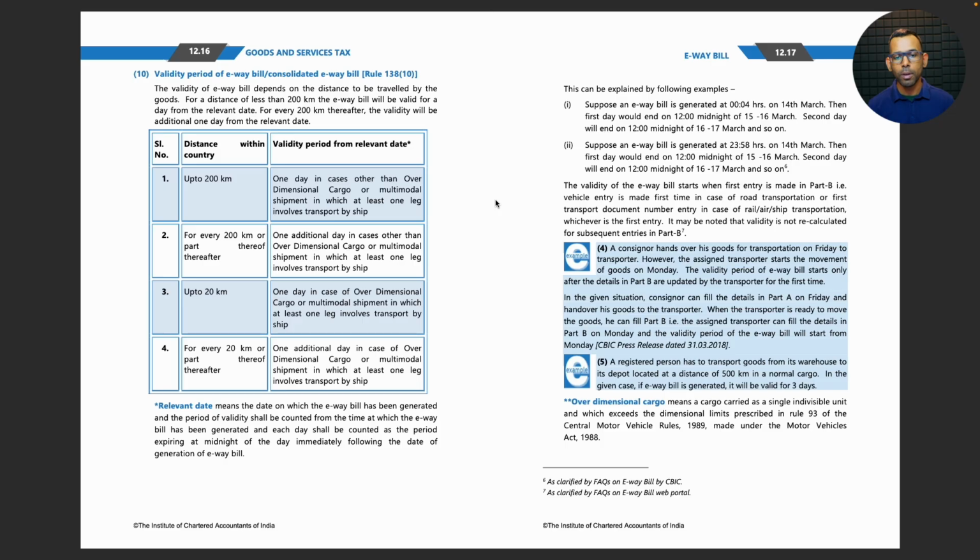Okay, so serial number, distance within the country, up to 200 kilometers, validity period from relevant date: 1 day in cases other than over-dimensional cargo or multimodal shipment in which at least one leg involves transport by ship. For every 200 kilometers or part thereof, one additional day in cases other than over-dimensional cargo or multimodal shipment in which at least one leg involves transport by ship.